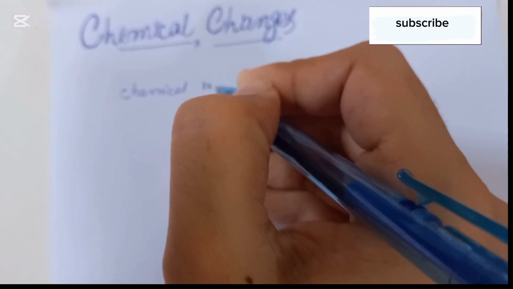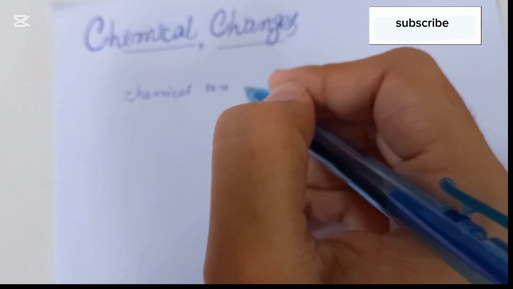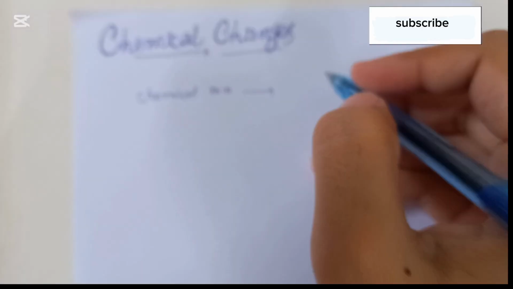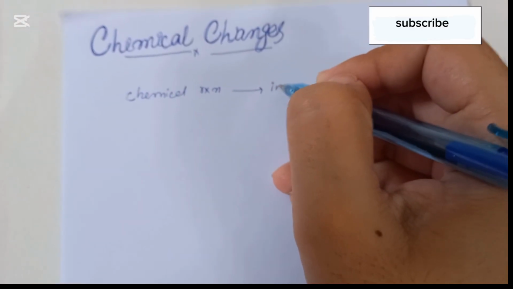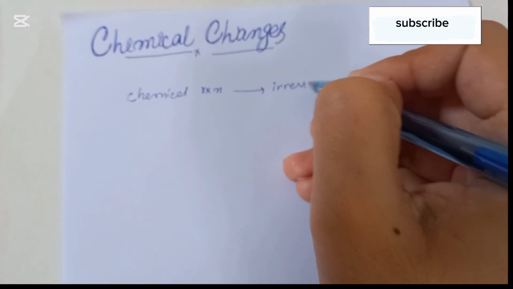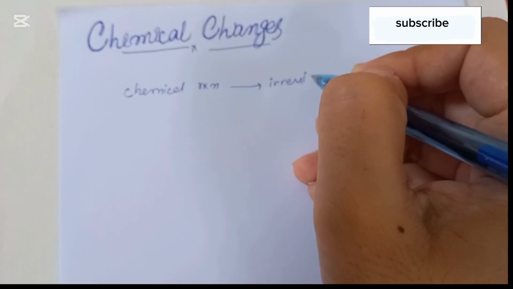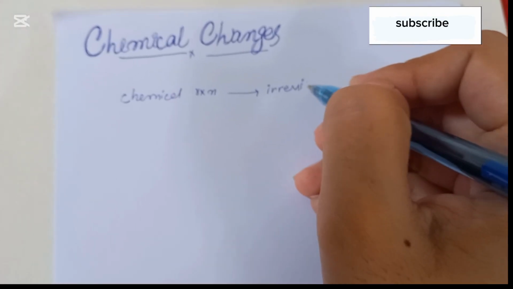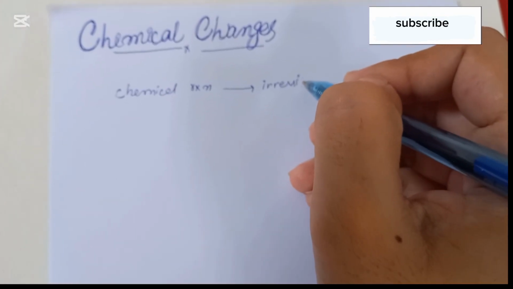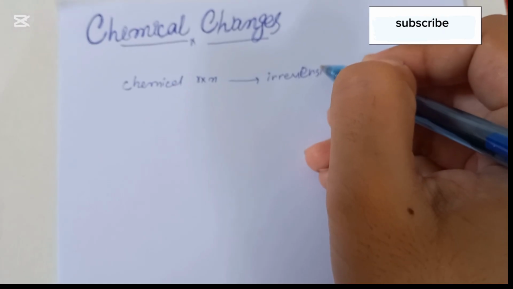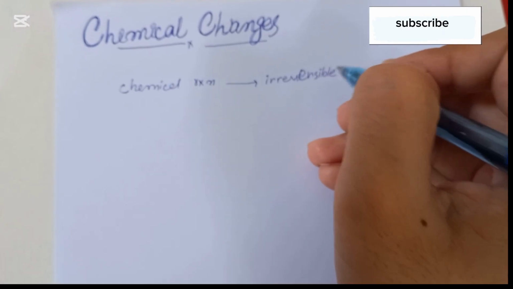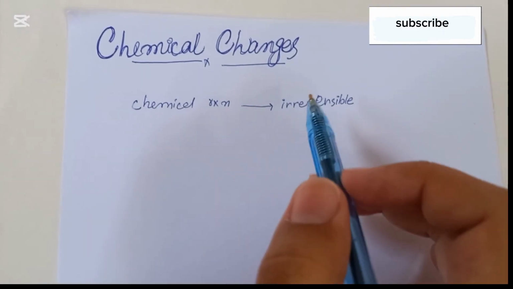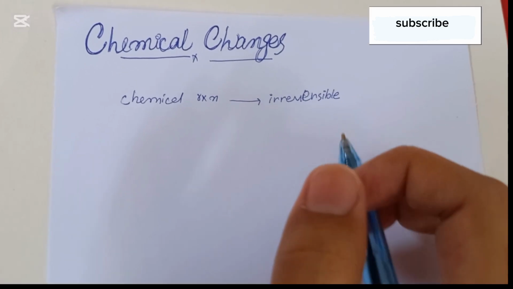Chemical reactions, and these chemical reactions are irreversible reactions, and a few of them maybe are not, but most of them are irreversible reactions. Some of the chemical changes are exo and some of the endo.